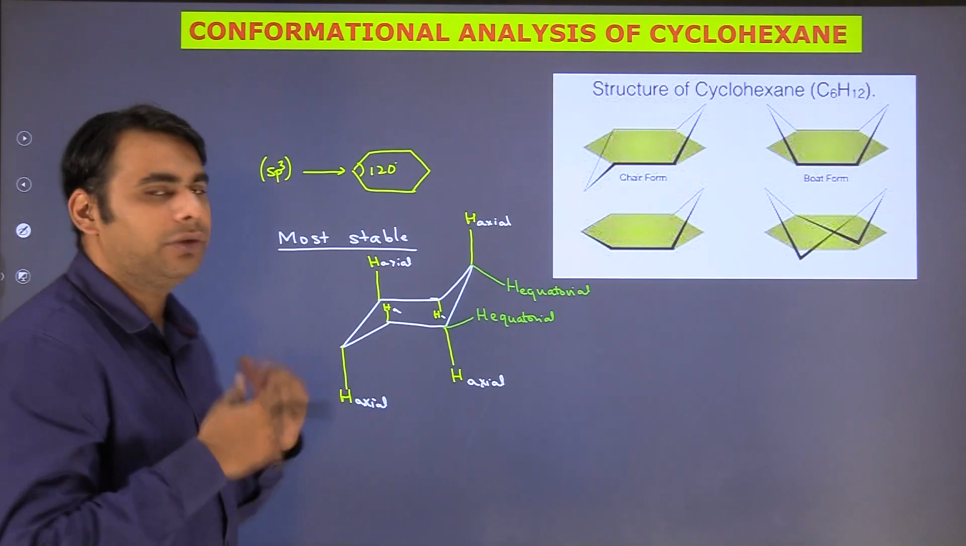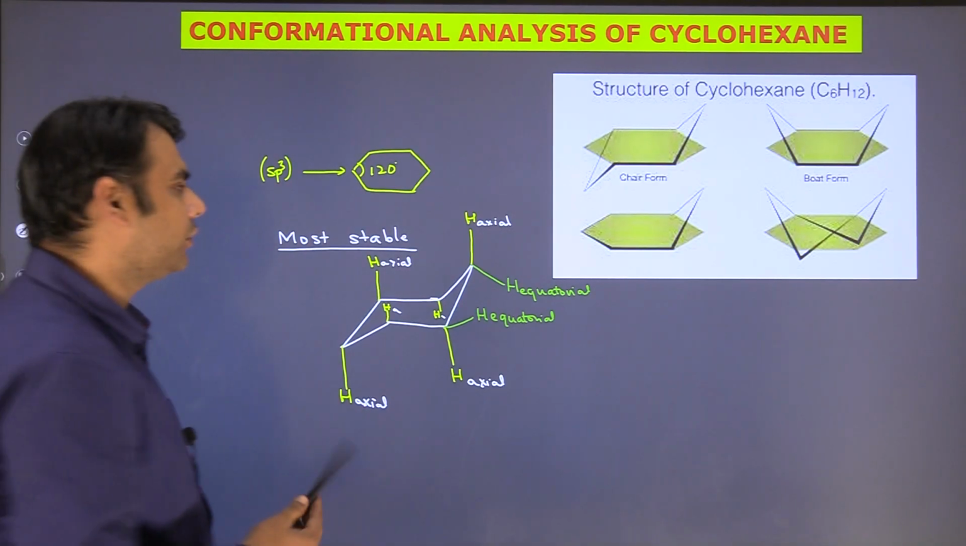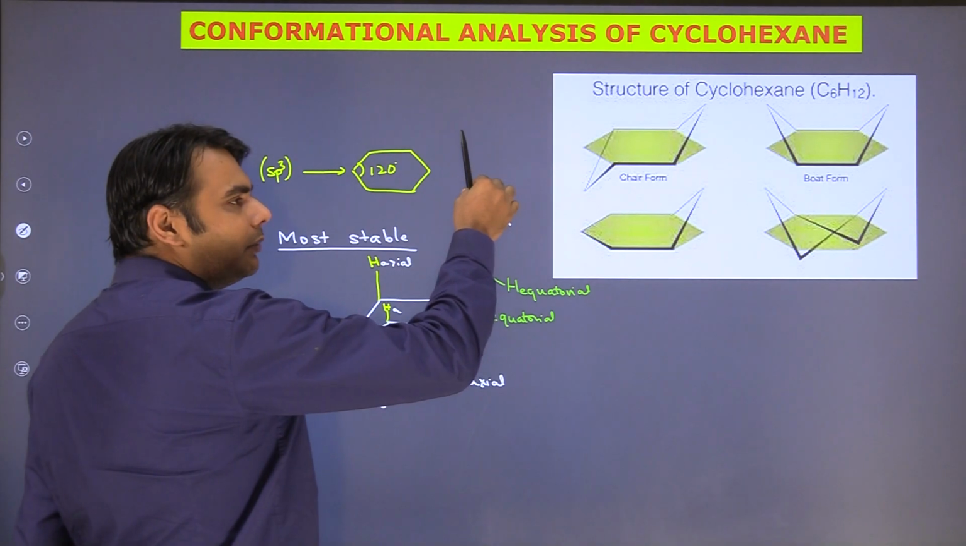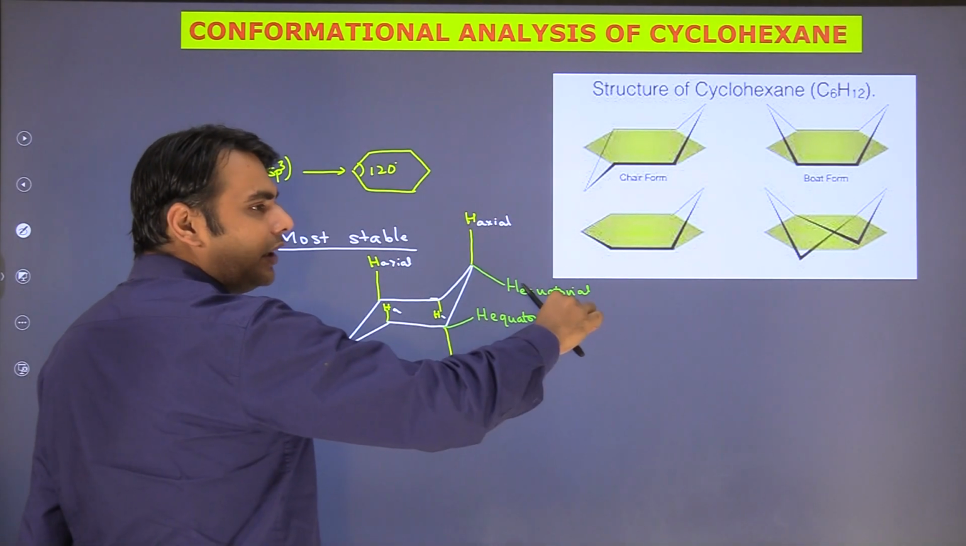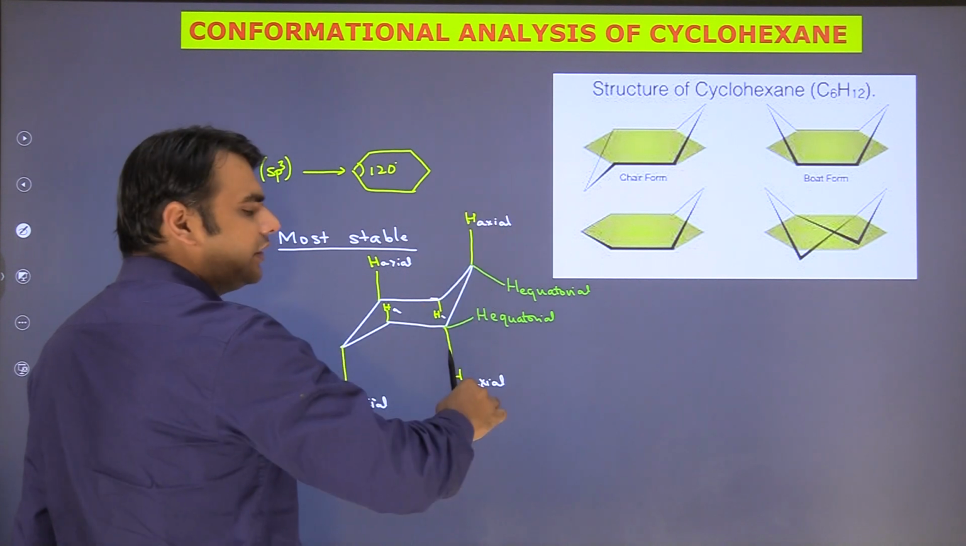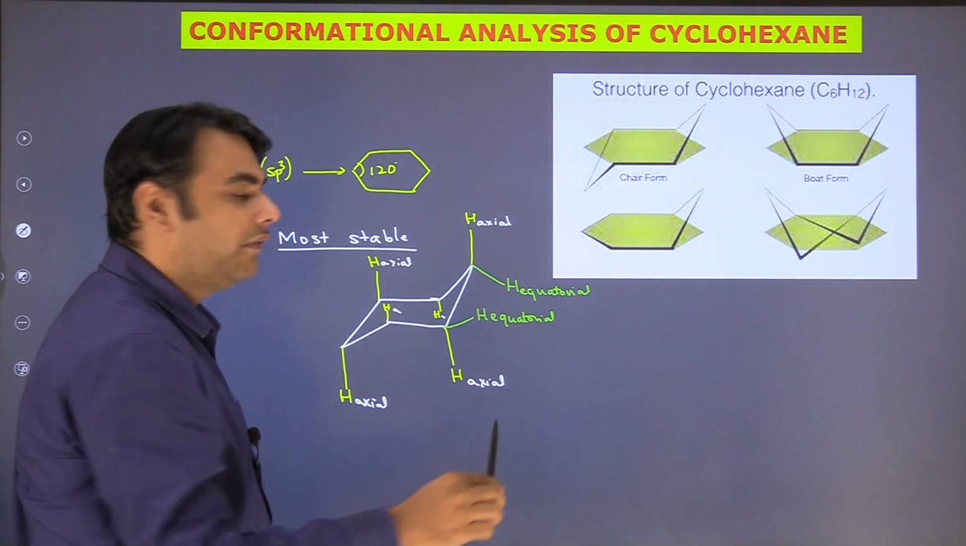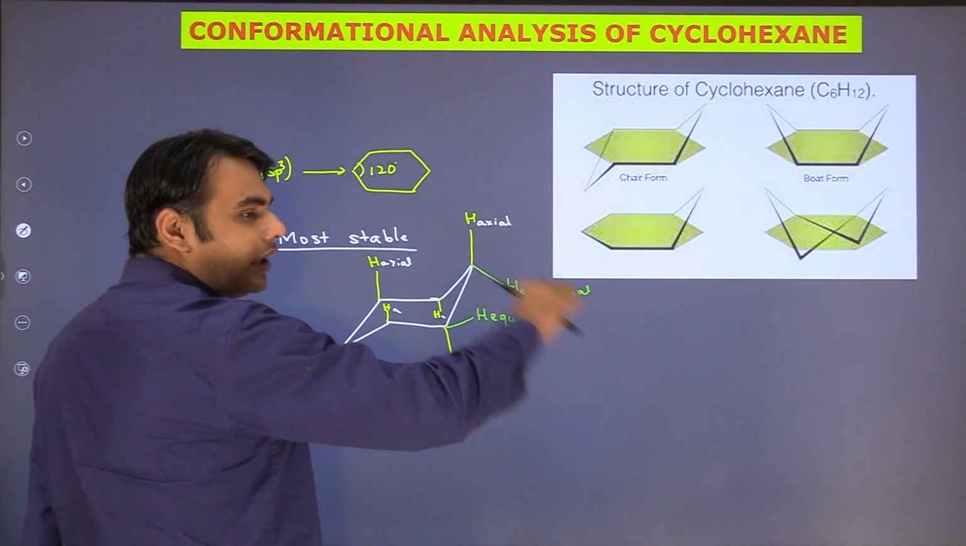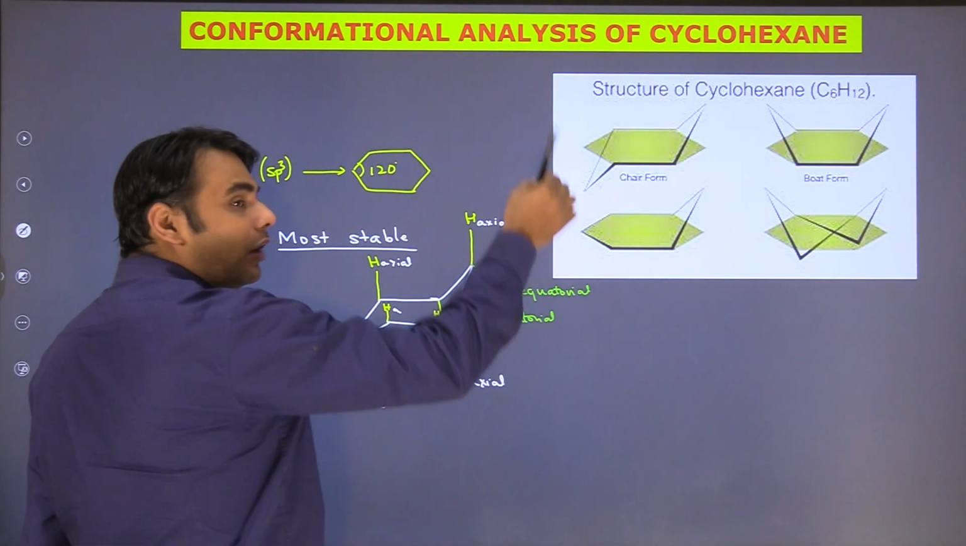So this is what you need to understand. This is a very simple logic. So if the axial hydrogen goes above the plane, then the equatorial is going down. The adjacent carbon, if the axial is going up, the axial will go down in the same plane. Whereas in equatorial, the equatorial bond is going down, but the adjacent equatorial bond will go up in a different plane.